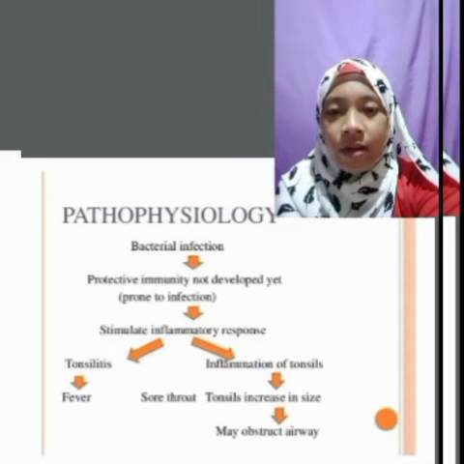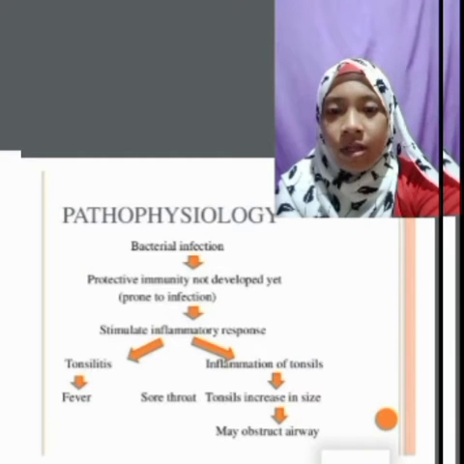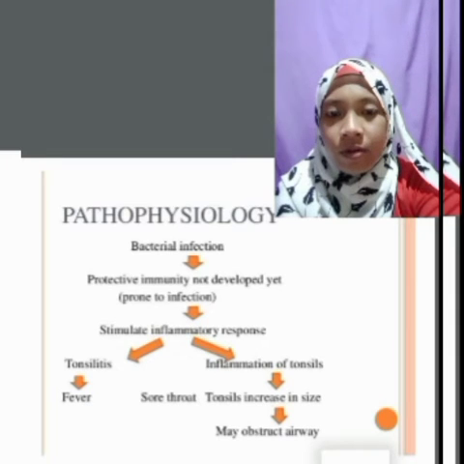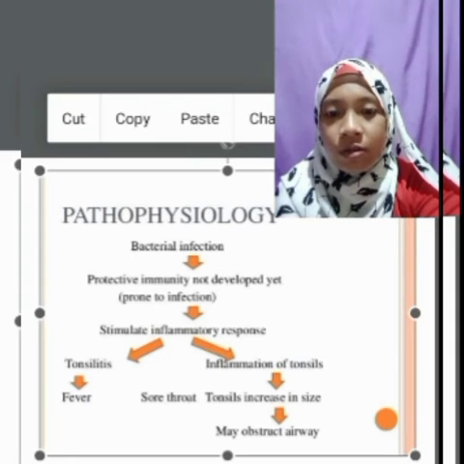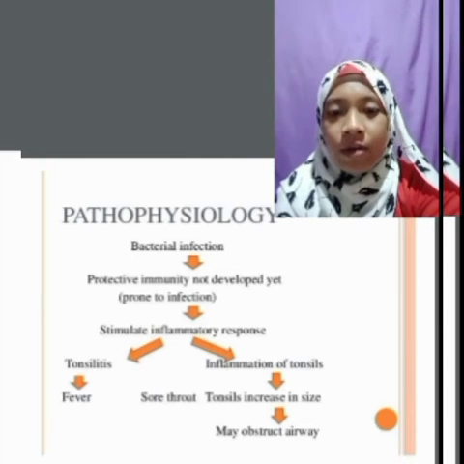Pathophysiology. Bacterial infection. Protective immunity not developed yet, prone to infection. Stimulates inflammatory response. Tonsillitis, fever. Inflammation of the tonsil. Sore throat. Tonsil increases in size and may obstruct the airway.